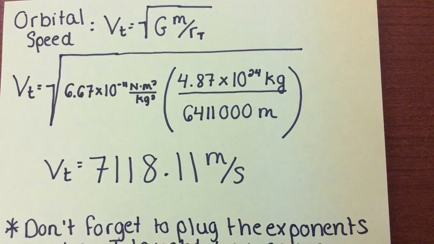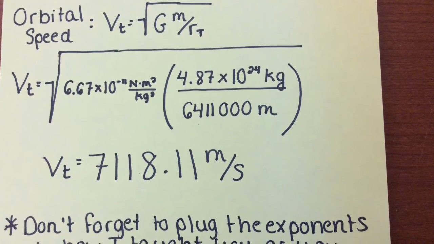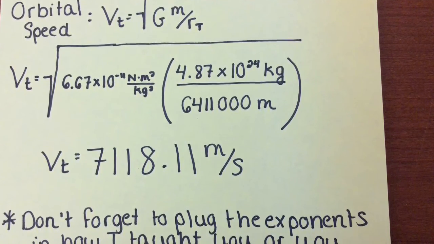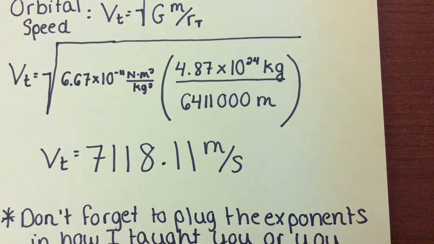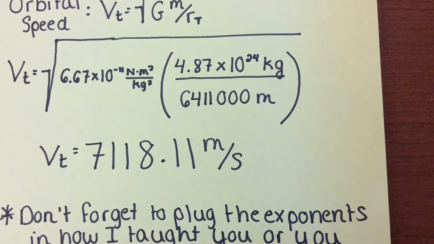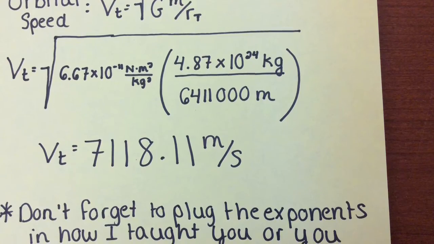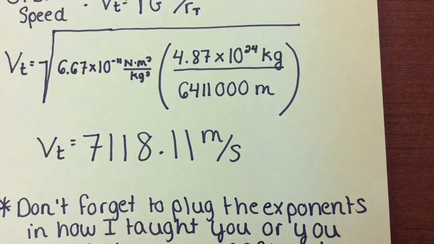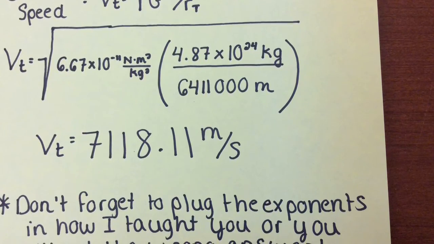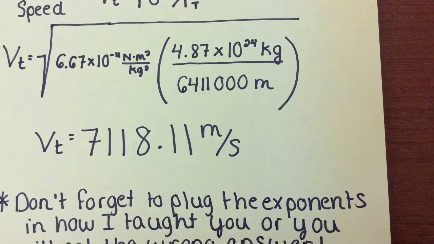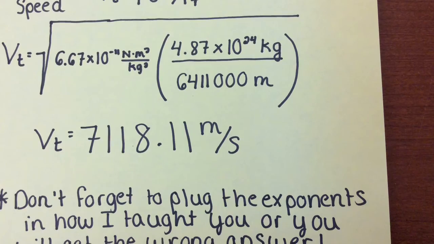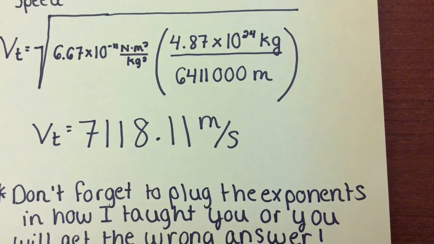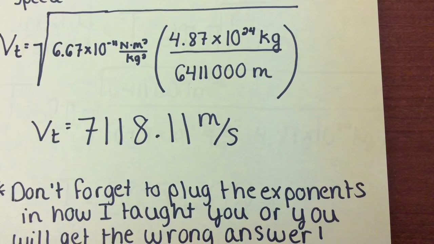In order to complete the orbital speed problem, you're simply plugging in your big G, the mass of Venus, and the R_T, the R total, that I showed you how to find earlier. If you plug it in correctly using the correct exponents, how I taught you earlier, and all the correct numbers, you should get 7,118.11 meters per second.